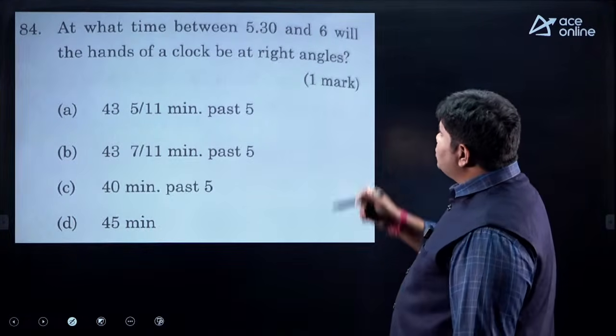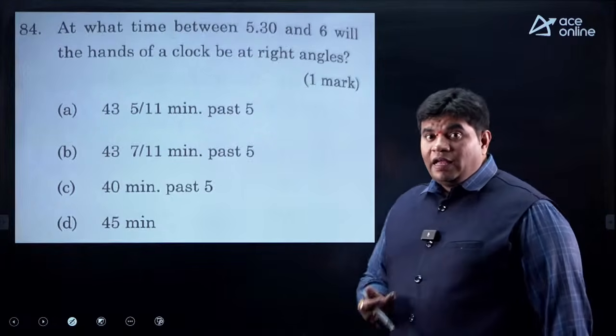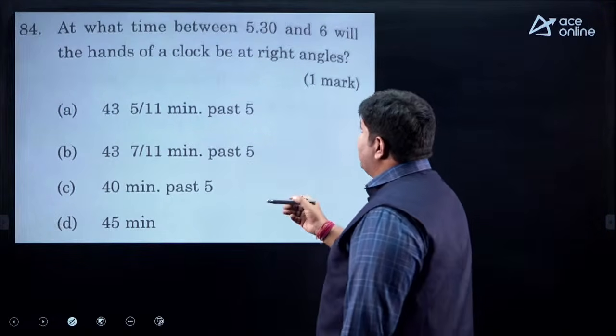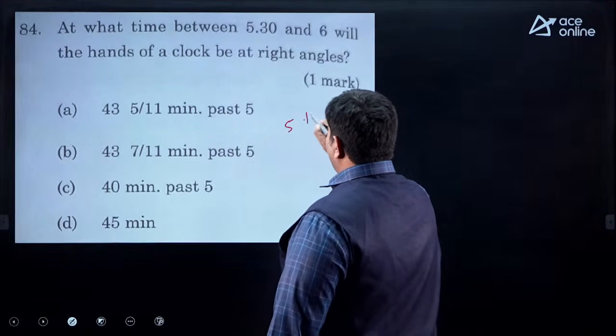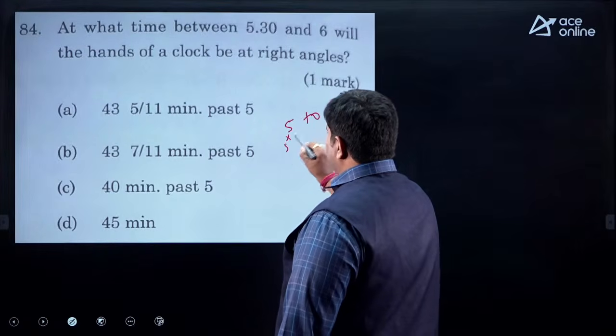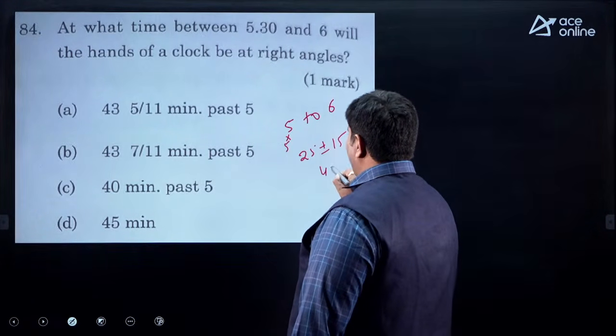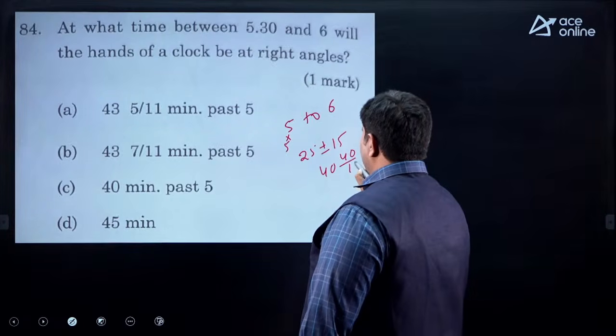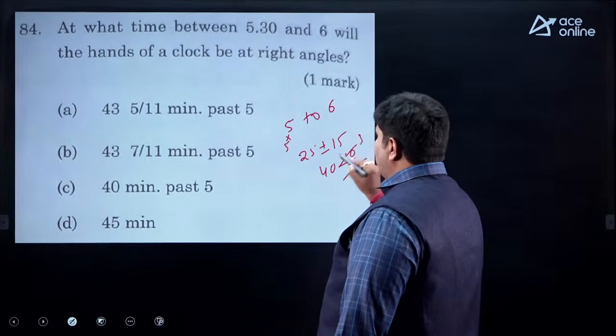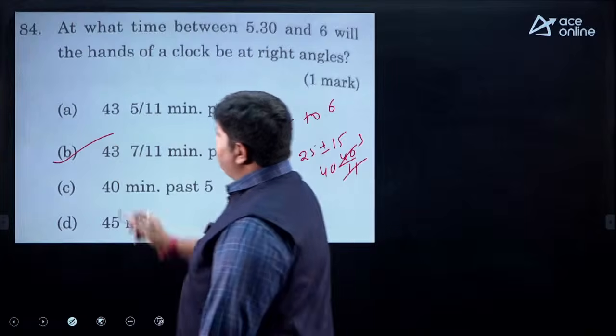Next, a watch starts from 5 to 6 o'clock. I want 90 degrees. A small shortcut we already know: 5 to 6, hours multiplied by 5, 5 fives are 25, plus or minus 15 spaces. So 40 by 11 is one answer. 11 3 is cancelled. 43 7 by 11 is the answer. So B is the right answer.